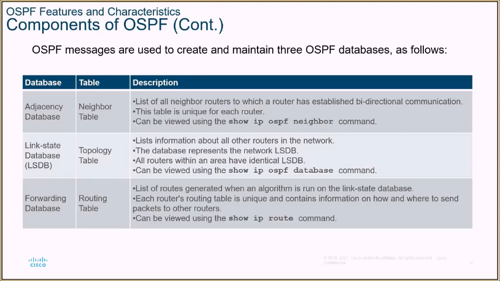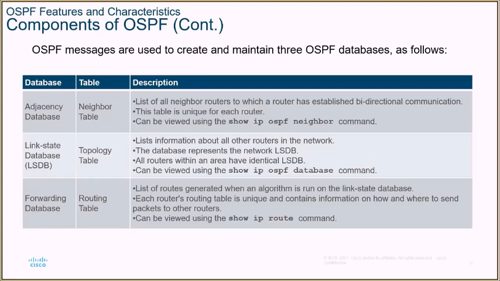So the information that OSPF gathers, it actually organizes into a series of databases. And so the first database is the adjacency database. And so that is where the router keeps track of its neighbor routers. So it's a list of all neighbor routers with which a router has established bidirectional communication. This table is unique for each router. It can be viewed by using the show ip ospf neighbor command, and remember the American spelling. And so that will actually show you all the entries in that database.